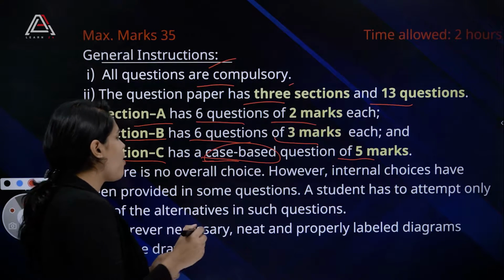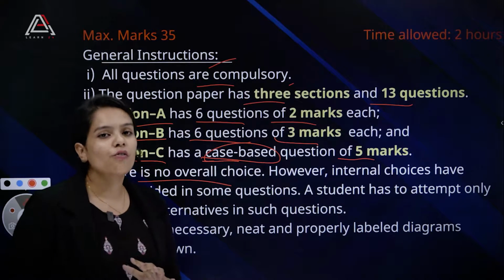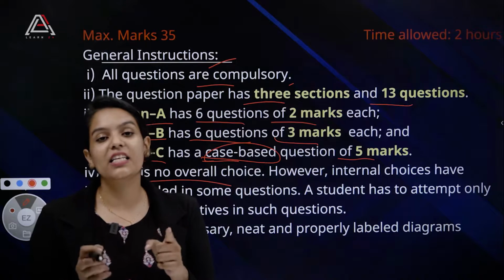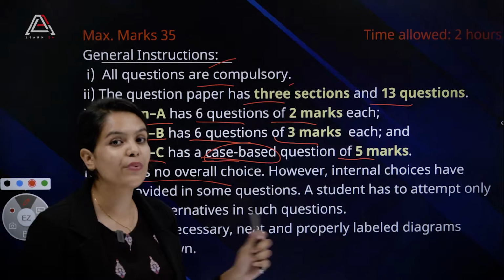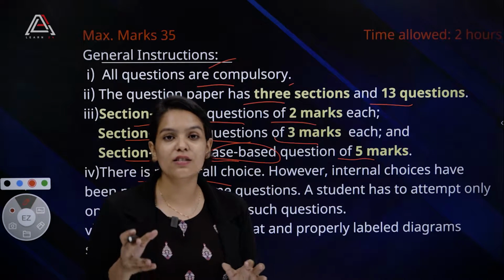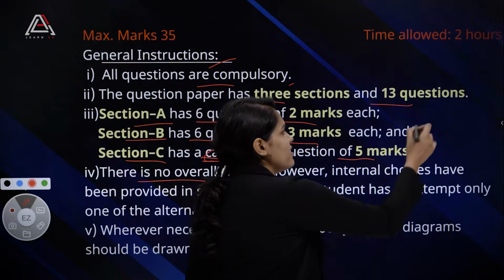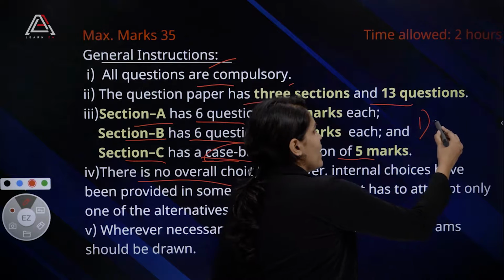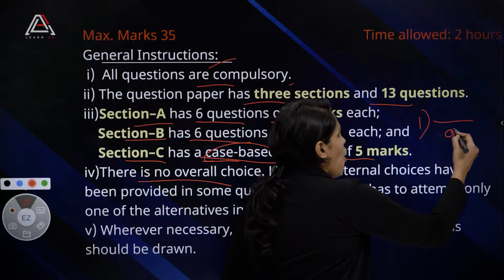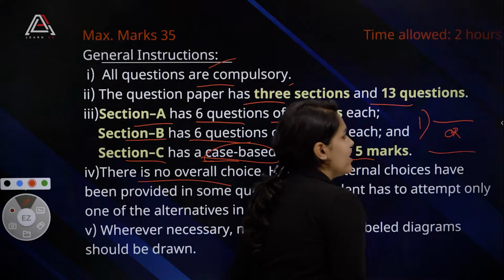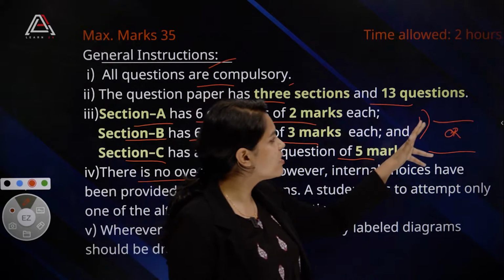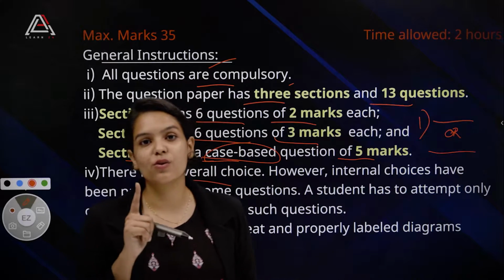Alright, moving on, there are no overall choices. You don't get overall choices, but there is internal choice present in this question paper. By internal choice, what I mean is, if you are provided with one question and there is an 'or' part and then another question is provided to you, you have to answer either one of these questions.